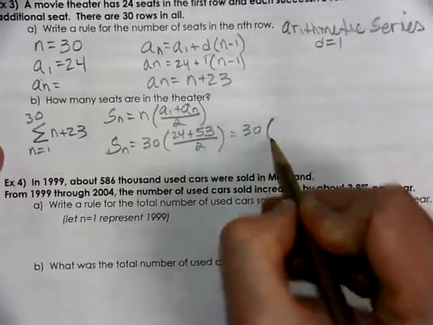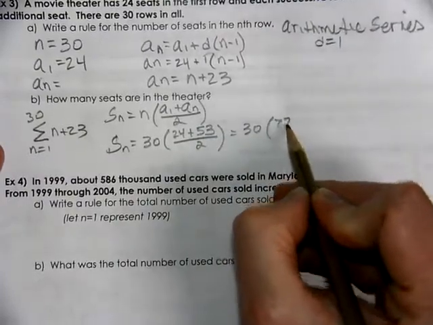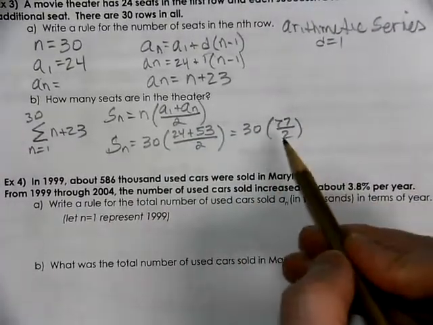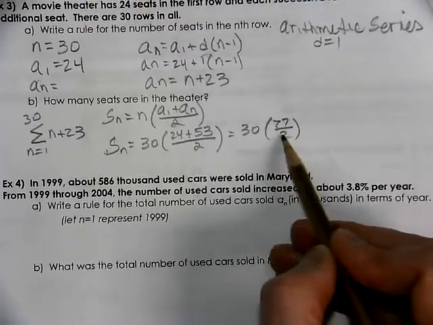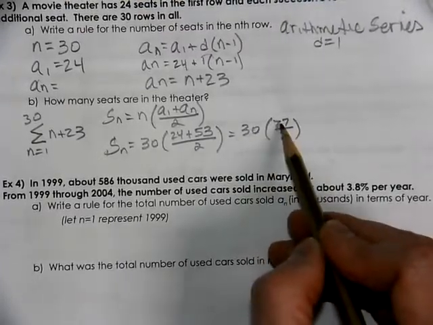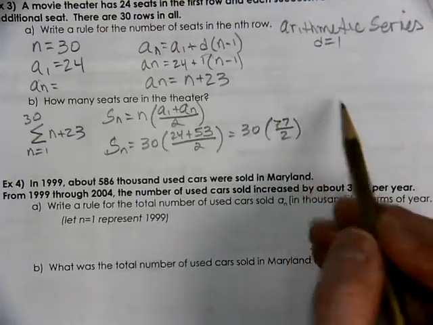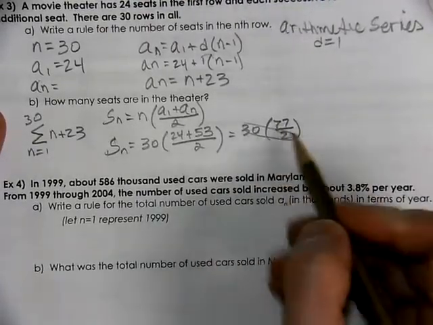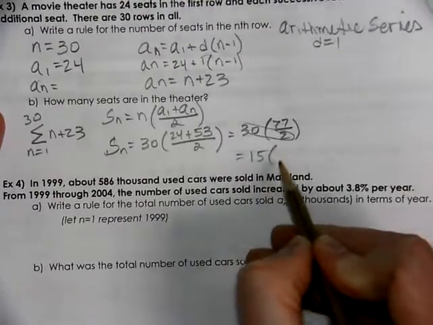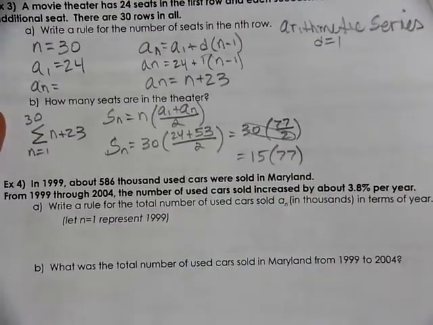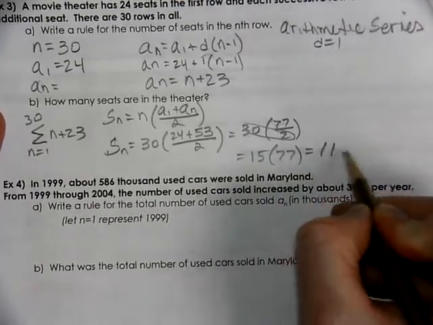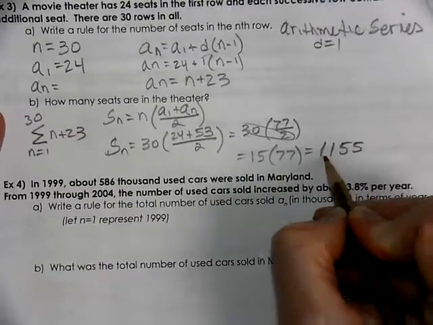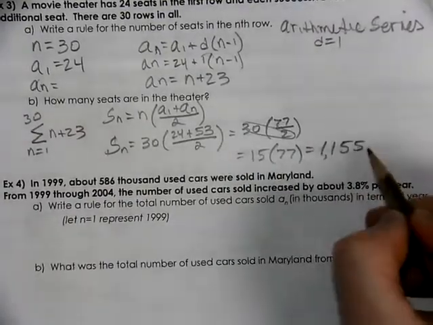This will be 77 divided by 2. You can either take half of 77, you can take half of the 30, or you can multiply the two numbers together and then take half of that. Well, I think it's going to be a little bit easier to say 15 times 77, which comes out to be 1,155. Those are seats.